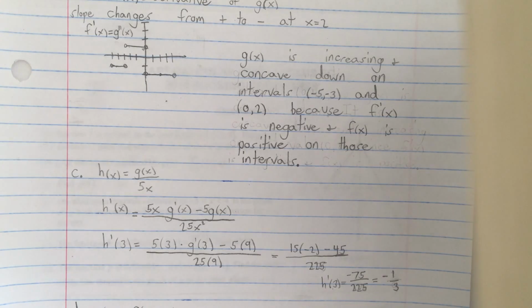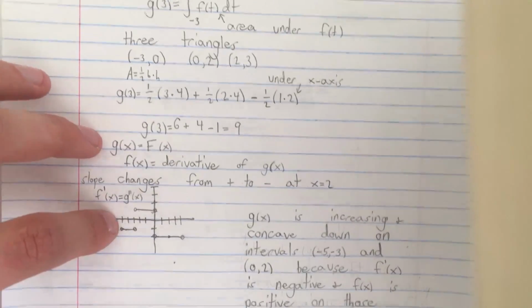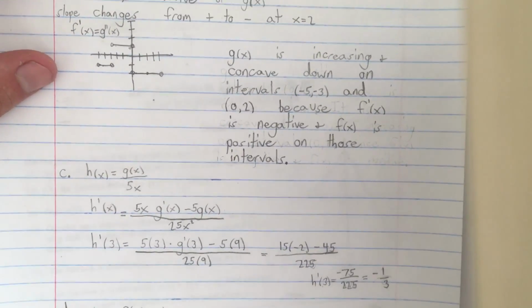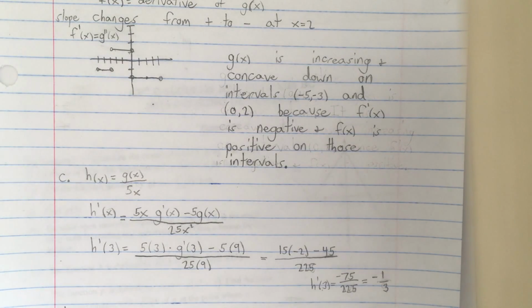And so all we have to do is plug in 3 to that, get 5 times 3 times g prime of 3 times 5 times 9. g of x, or g of 3, is equal to 9, which we found in part A, right up here. So we don't have to go ahead and do that. That can save you some time if you're in a bit of a time crunch.